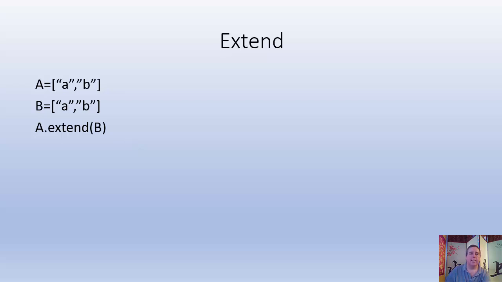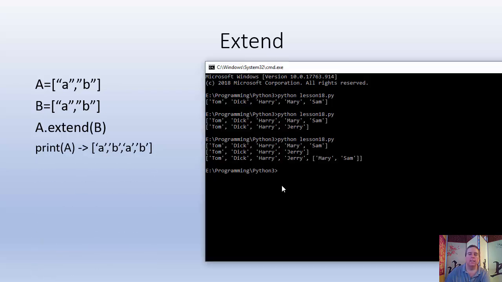Extend. Now, extend works how you would think append would work. Here, A is a list, B is a list. If you extend B, you're going to get a list A, B, A, B. Okay? So let's show that.